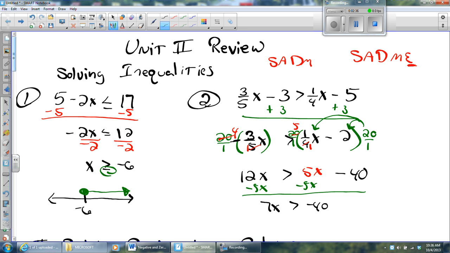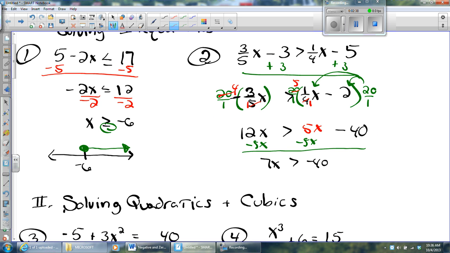Now, I've got to divide by 7. Be careful here. We're going to divide by 7. Now, did I divide by a negative? No, I did not. And that's why you don't hear the warning bells going off. The inequality will not flip because I didn't divide by a negative. I divided into a negative. It's not the same situation. If I want to go mixed number on that, looks like it's going to be negative 5 and 5/7.